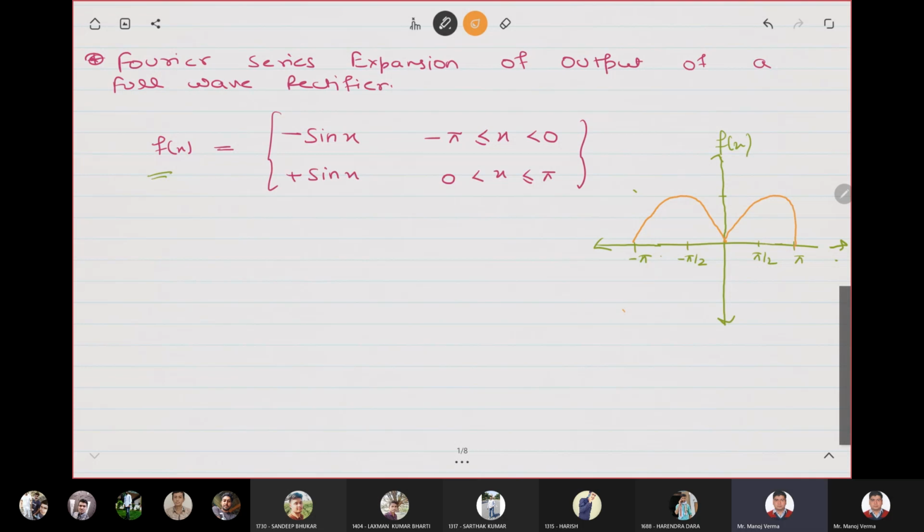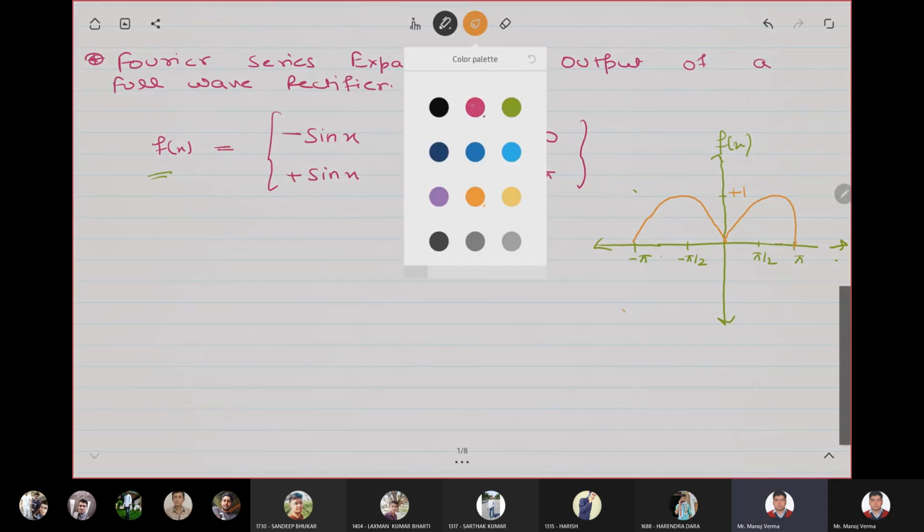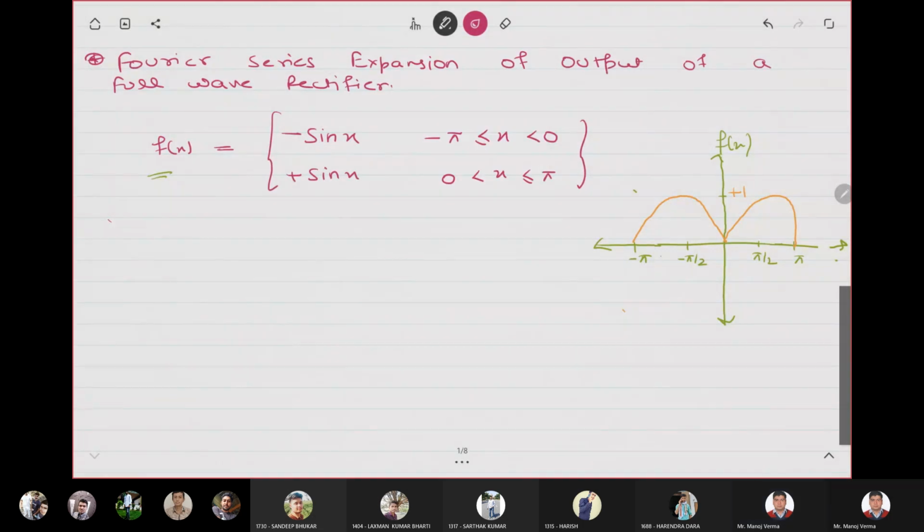And from here you can see, of course, this value will be plus 1. And from here you can see this is a mimic of a full wave rectifier output. So if we want to construct a full wave rectifier output with the help of harmonic functions, we can expand this function f(x) described like this in a Fourier series expansion. So first we have to calculate the coefficient for this Fourier series, and the first coefficient is a naught, which is given by 1 over pi integral from minus pi to pi in the whole range f(x) dx.